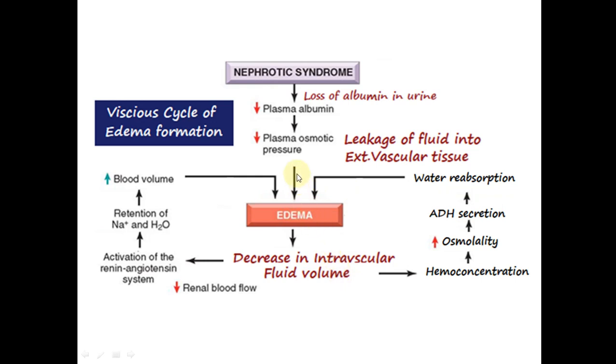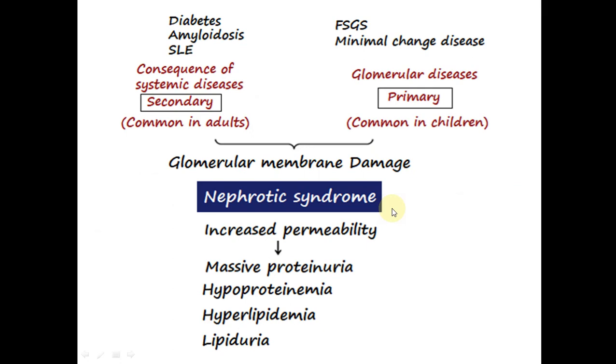But again, due to decreased plasma colloidal osmotic pressure, fluid again will leak out into the extravascular tissue, and the blood is unable to hold the excess fluid. So this situation will further aggravate the edema, and as a result, there is a vicious cycle of edema formation. And these compensatory and secondary mechanisms further precipitate and aggravate the edema formation.